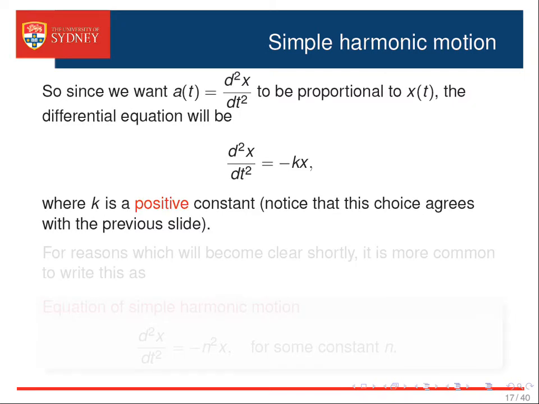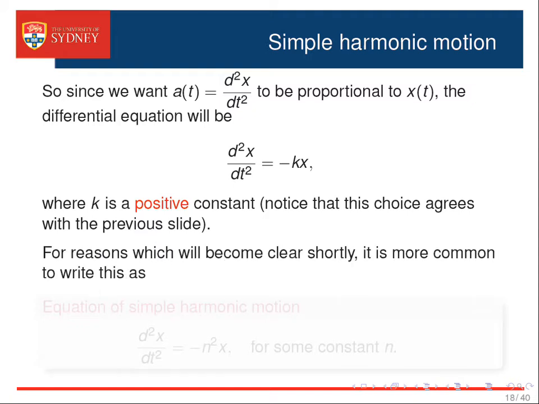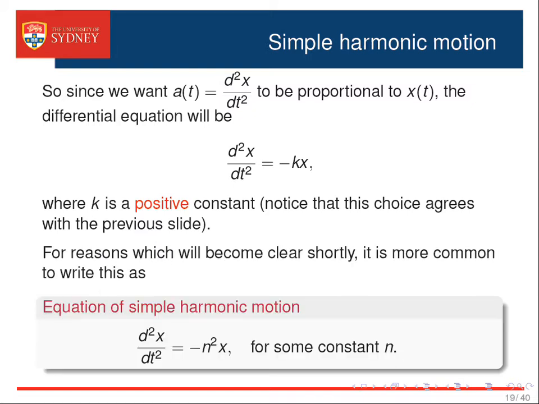Since we need the acceleration to be proportional to the displacement, we need the equation to look like this: d squared x/dt squared, which is the acceleration, to be equal to minus k times x for some positive constant k. You should check that this agrees with the information on the previous slide. You will usually see this written as d squared x/dt squared equals negative n squared x for some constant n. We'll see why shortly, but this is fine, since we can just replace k by n squared above, where n is the square root of k.